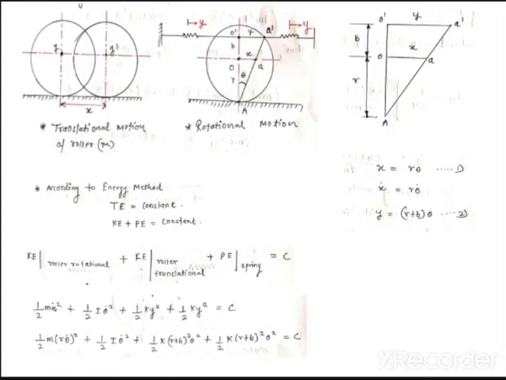Now what is x dot? X dot is nothing but r theta dot. You know that x dot is equal to r theta dot. Put it in; I stays as it is, we will put I afterwards. Then y: y is equal to (r plus b) into theta. So y square is equal to (r plus b) square into theta square, plus half k into (r plus b) square into theta square.